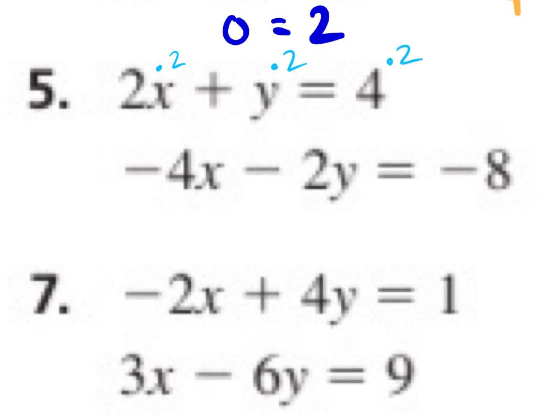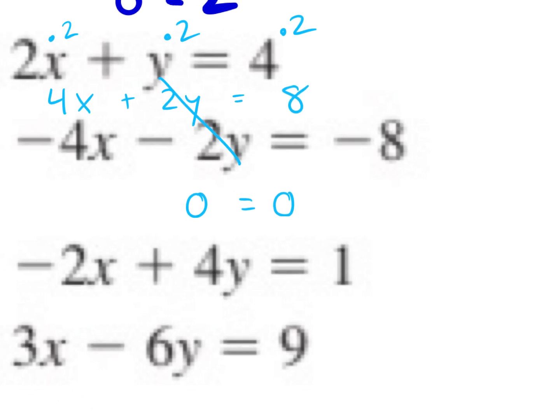Y. Okay, so I have 4x plus 2y is equal to 8. What's 4x minus 4x? 0. What's 2y minus 2y? 0. They cancel. That was our goal, was to cancel out the y's. What's 8 minus 8? 0. Does 0 equal 0? Yes. So what's my answer here? Infinitely many solutions.